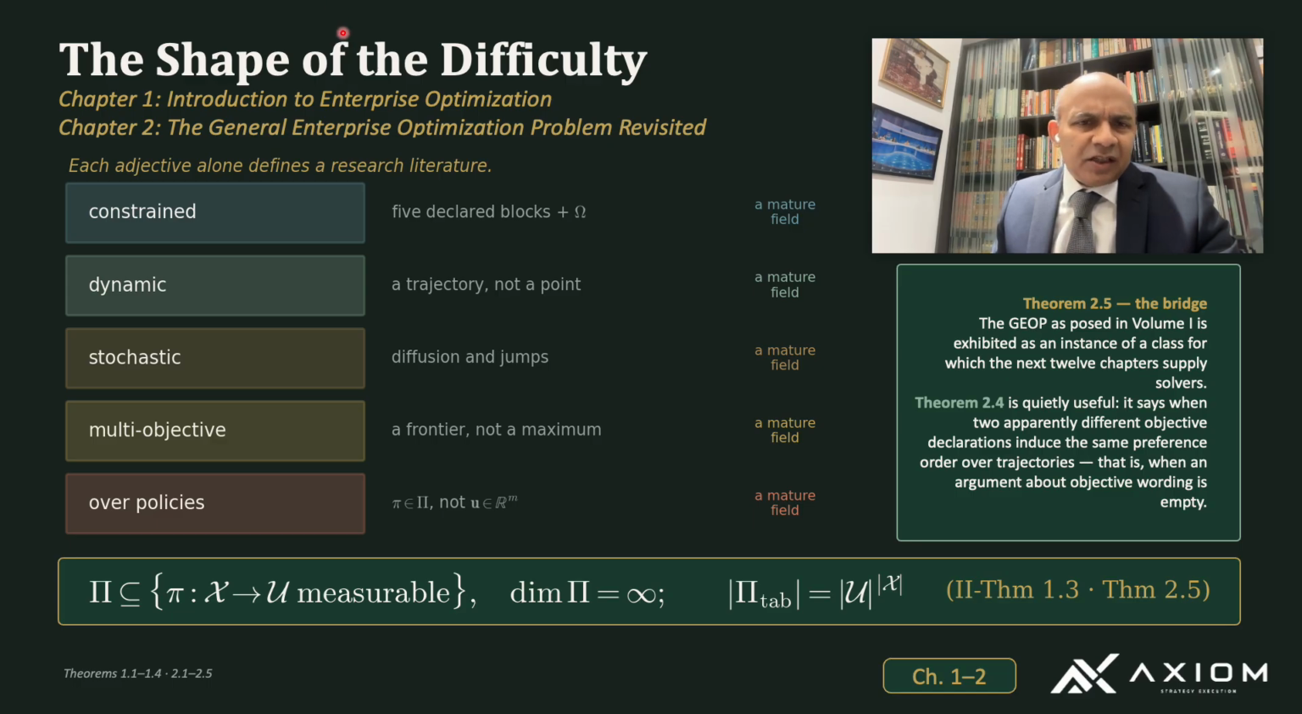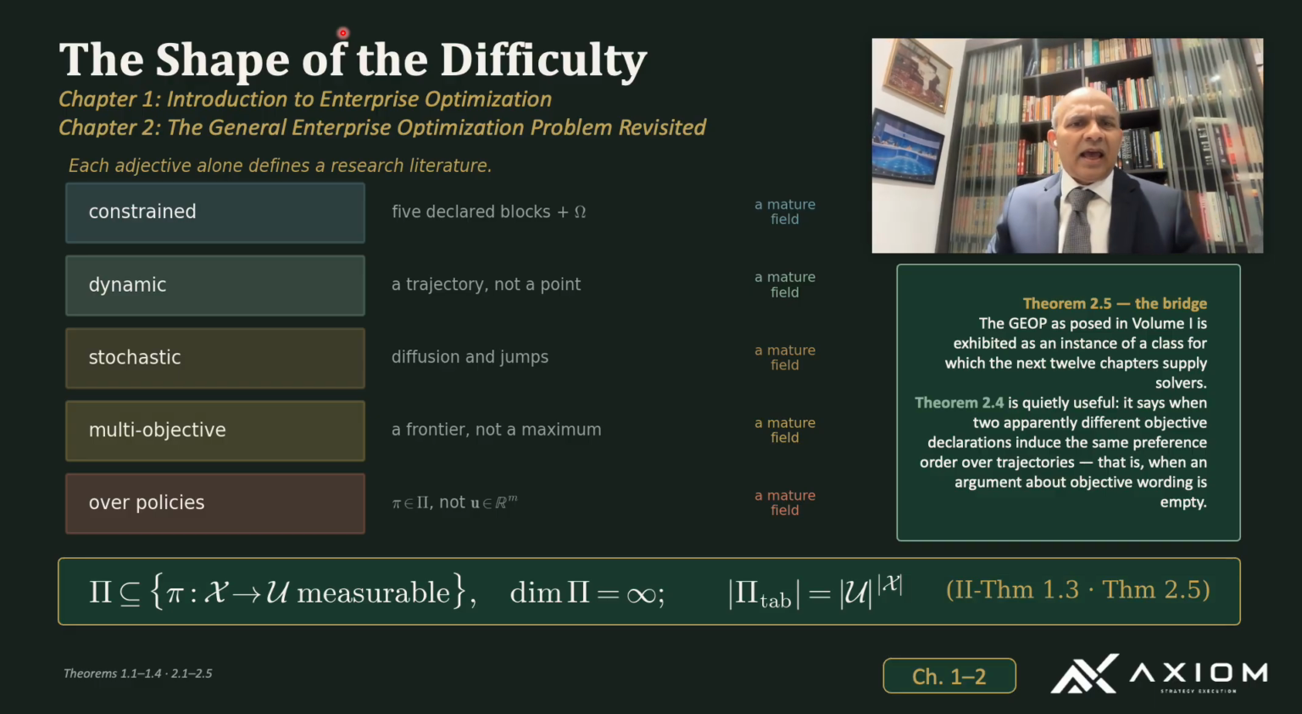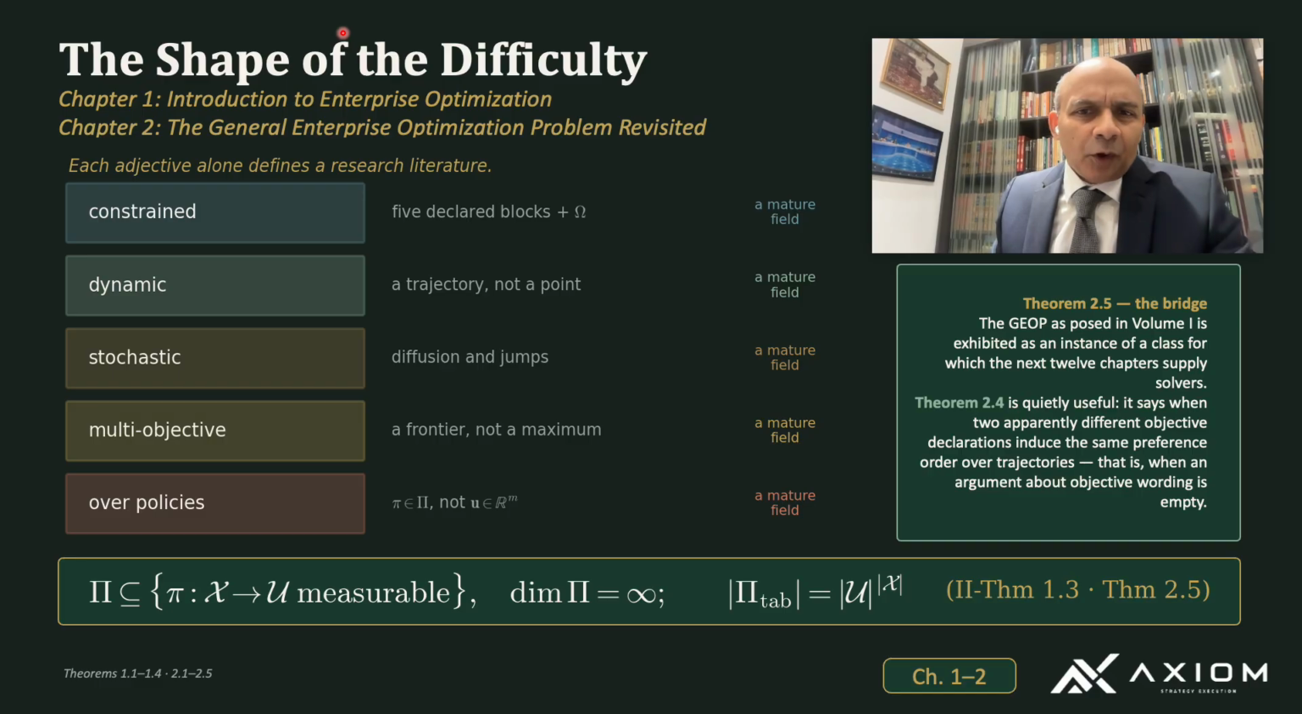Now, the shape of the difficulty. Let's start with the enterprise optimization, chapter 1, and GEOP, chapter 2. So the first two chapters will restate the problem in computational form. Theorem 1.1, enterprise optimization representation theorem. Any declared and internally consistent enterprise decision problem can be represented faithfully and canonically as a constrained optimization problem, preserving exactly the original feasible decisions and preference ordering.